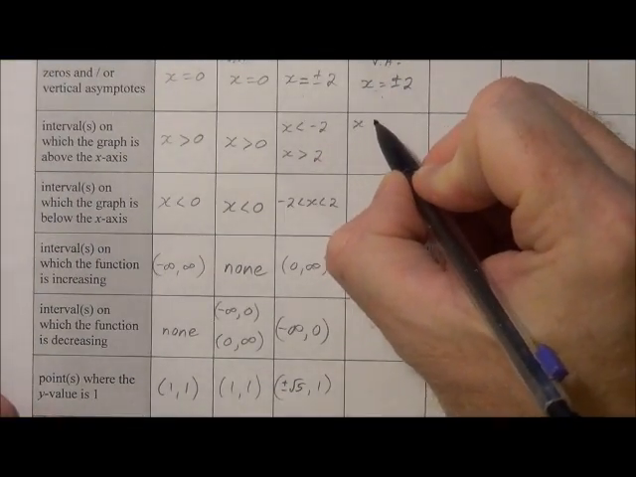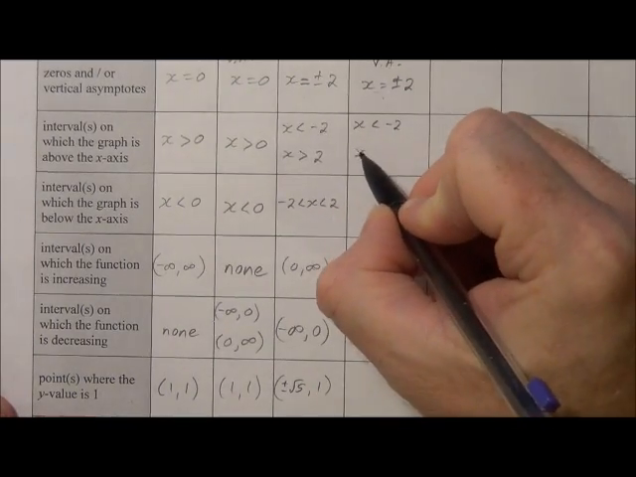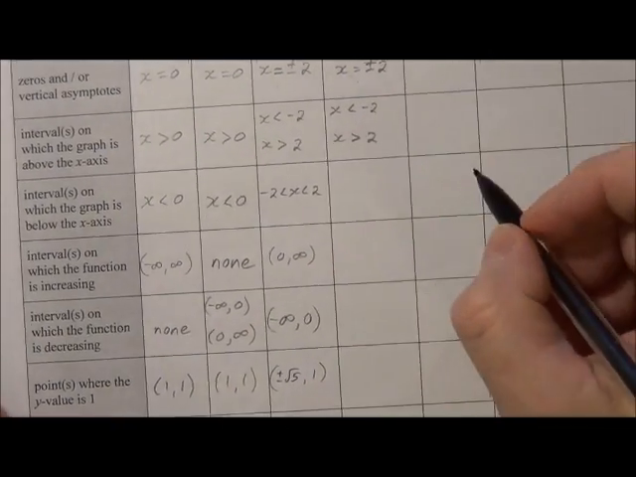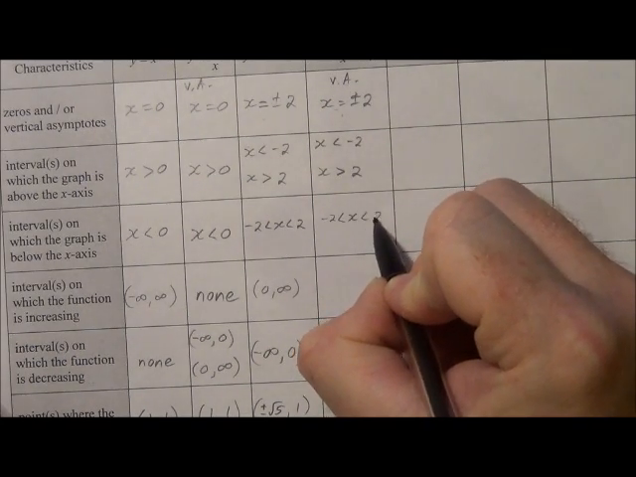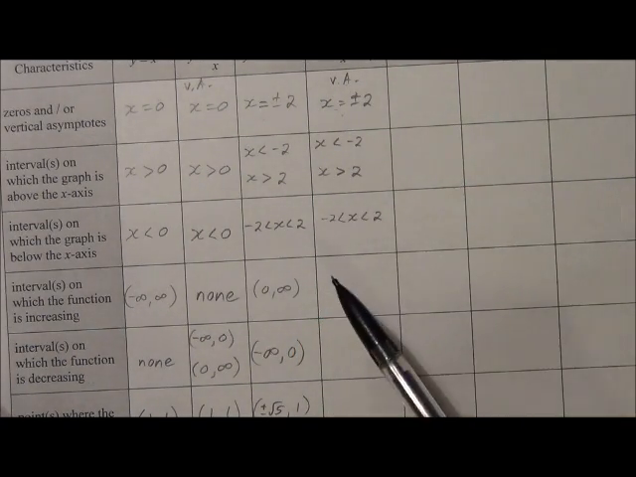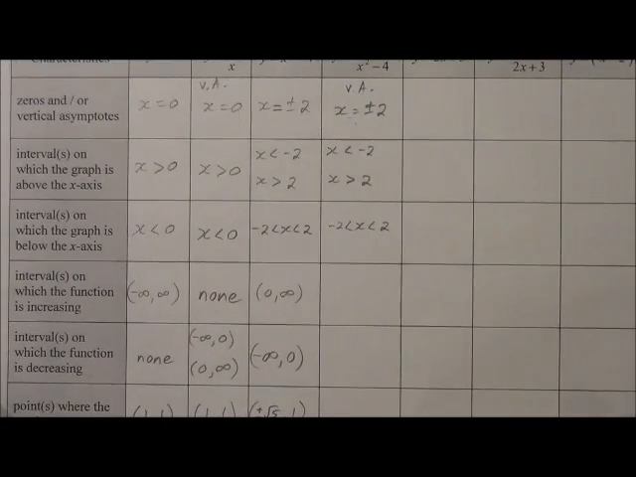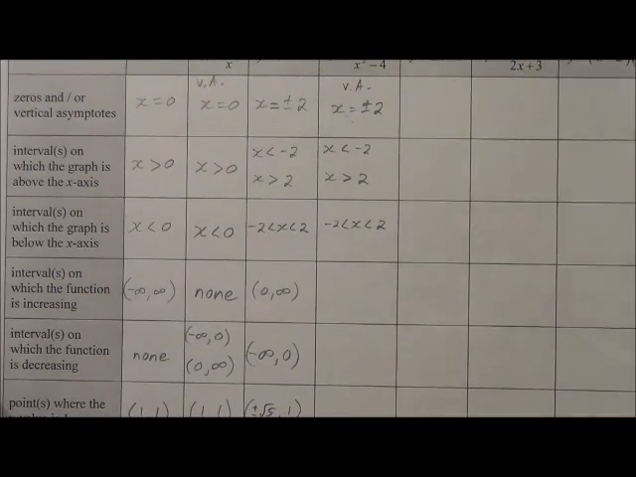So it's x less than negative 2 and x greater than 2. Looks familiar. And then from negative 2 less than x less than 2. We could write this in interval notation also, but I just started in set notation there, or a partial set notation, so I'll just keep that going.